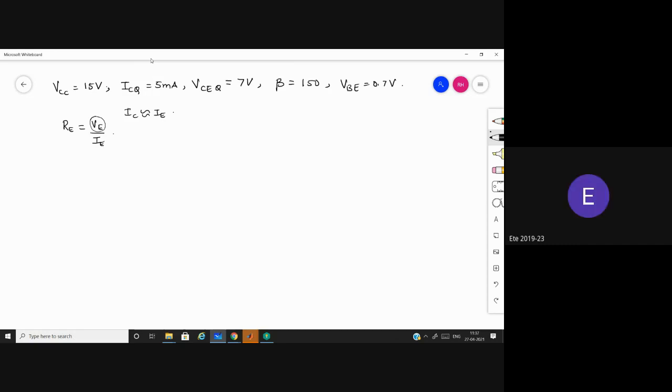And also, here in this case, can we find out the condition, whether to apply approximate or accurate analysis? No, sir, we can't find that yet because we need RE for that. Yeah, we need RE and we need R2 also. Both are unknown, so we cannot verify that.